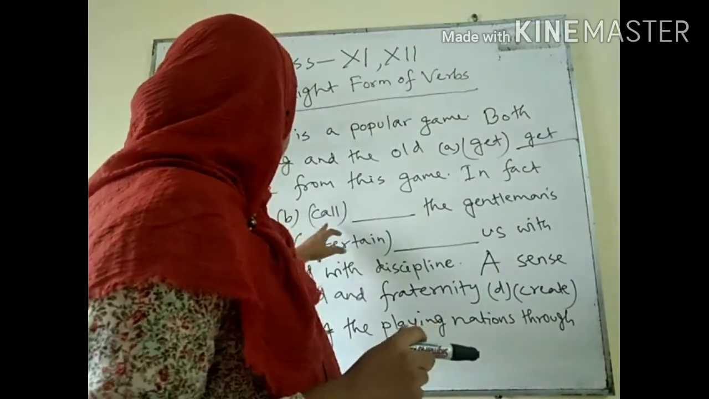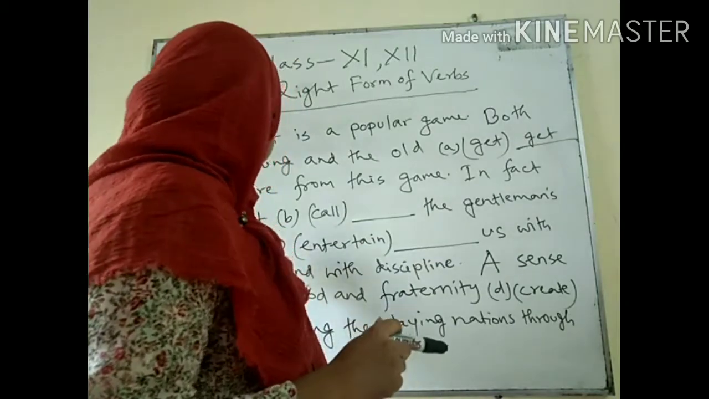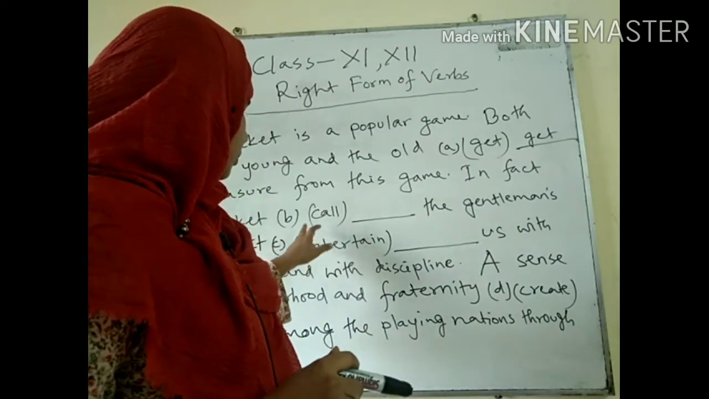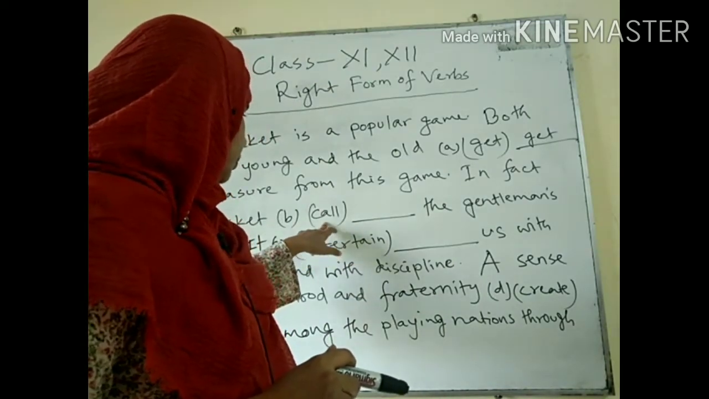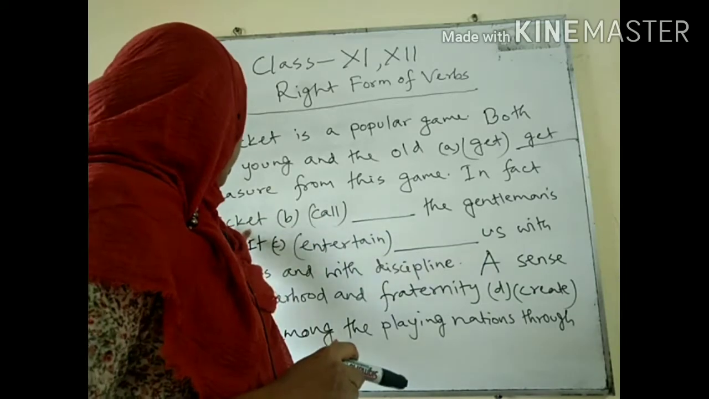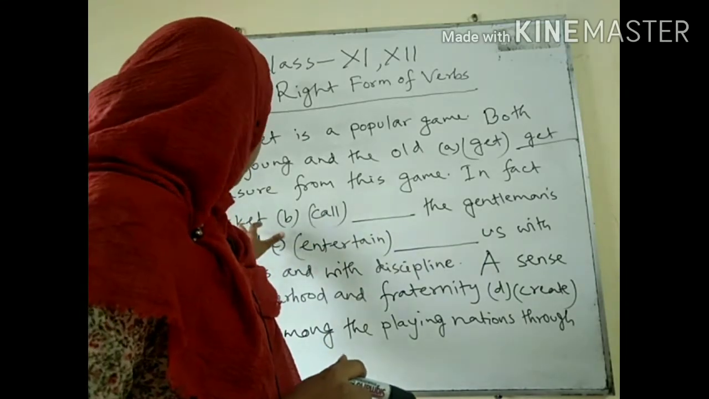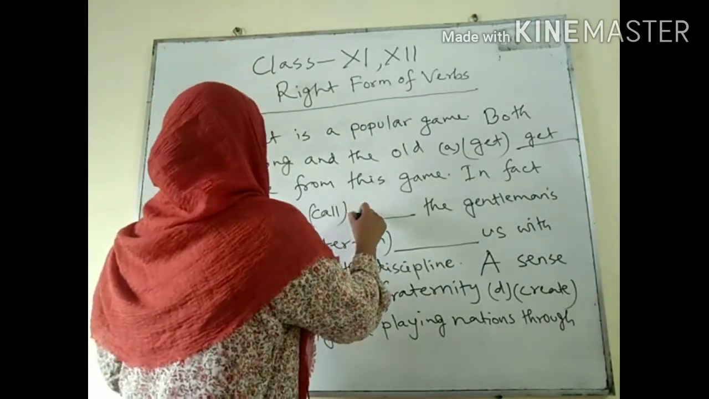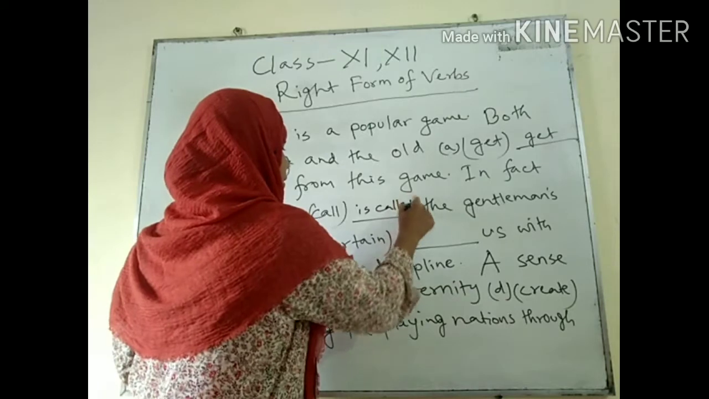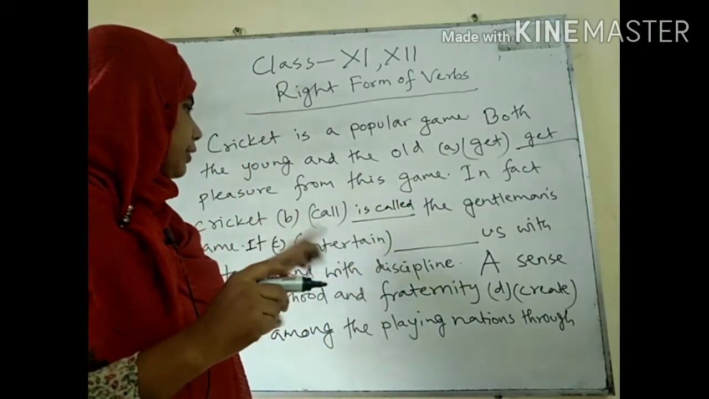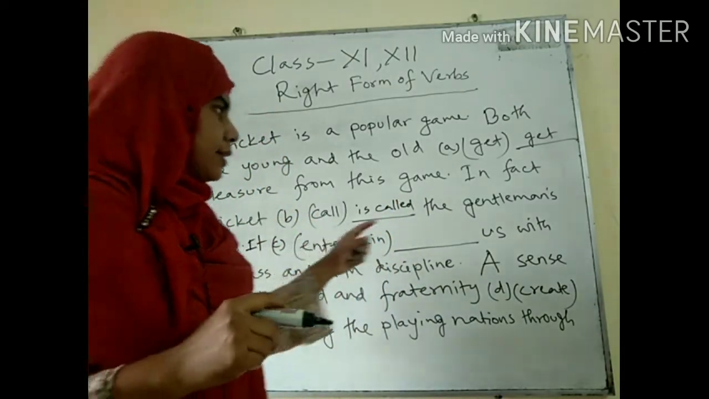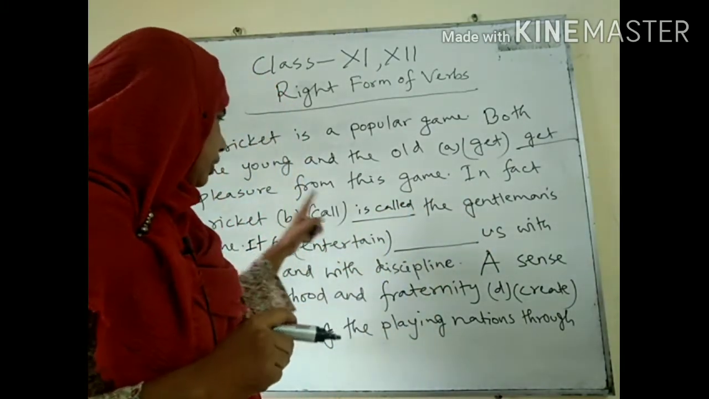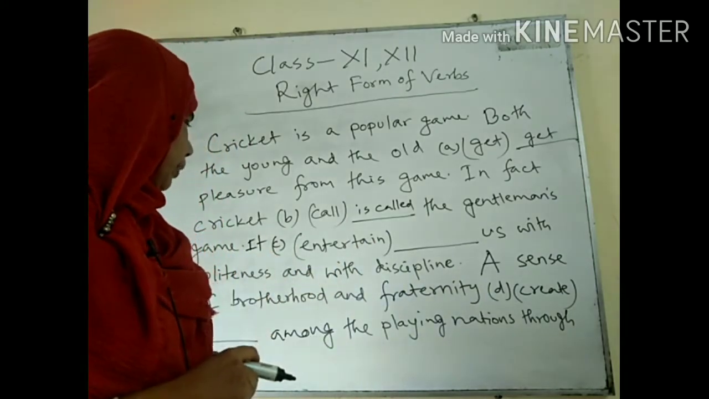In fact, in bracket call the gentleman's game. Just notice one thing here, the verb call, the action of calling is not done by cricket. So we have to do it in passive. We have to write it is called. So we call cricket a gentleman's game. As the subject is not mentioned here, we have done it in passive. Cricket is called the gentleman's game.